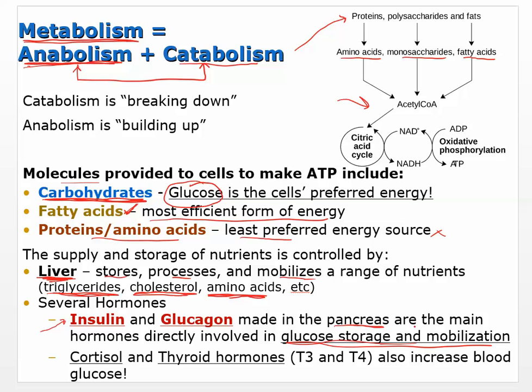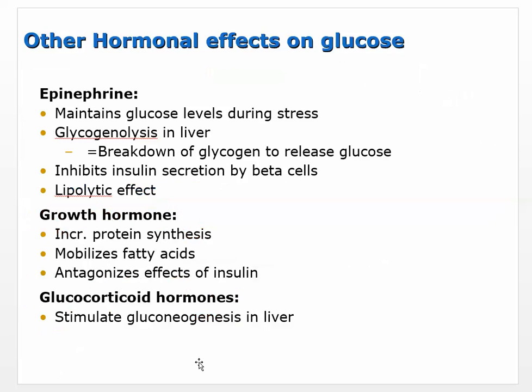We need glucose. It's your body's preferred energy source, and the main way to control it: if we want to increase how much glucose is in our blood, then we can release glucagon from the alpha cells of the pancreas. If we want to decrease it, so we have too much glucose, we just ate a meal or something like that, then we can release insulin, and insulin will be released from the beta cells of the pancreas. Now, other hormones, I kind of already mentioned this, are cortisol and thyroid hormones. So these can also increase blood glucose levels. So we can't forget about those as well.